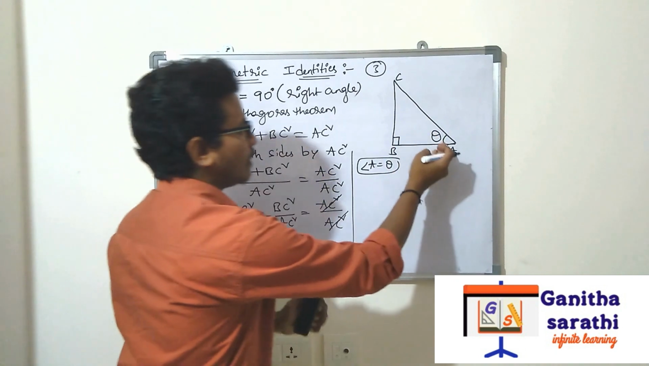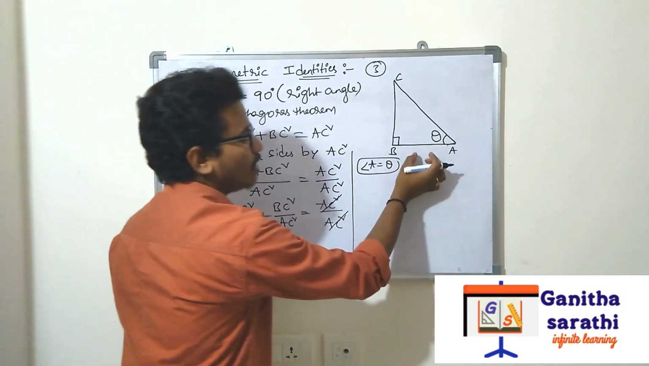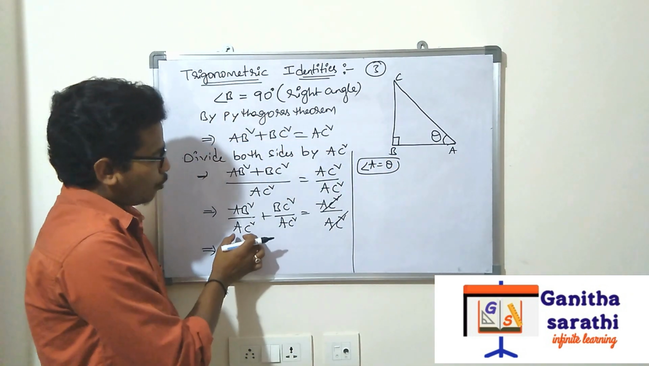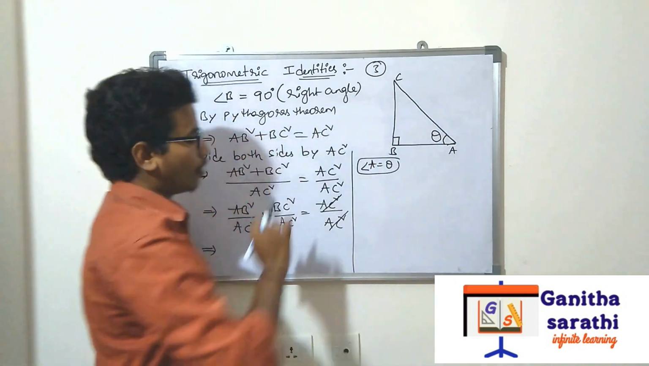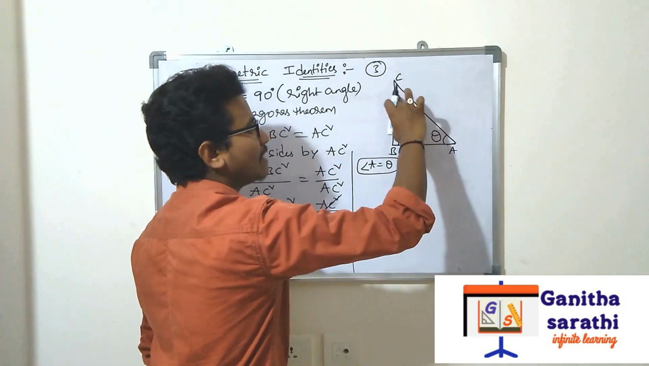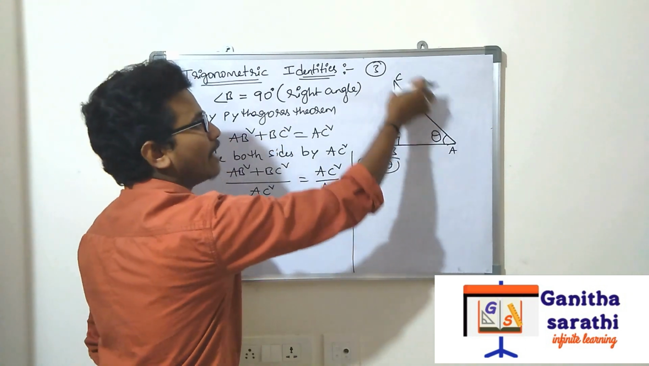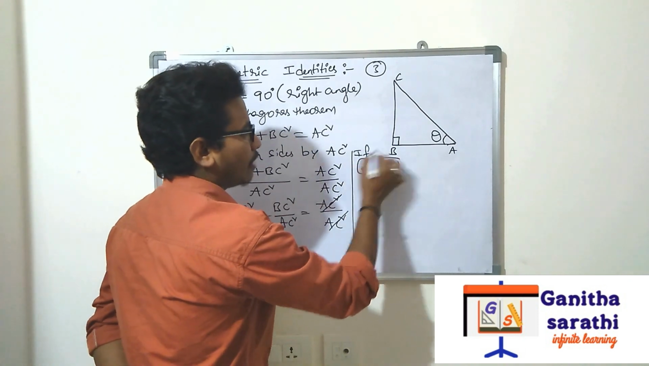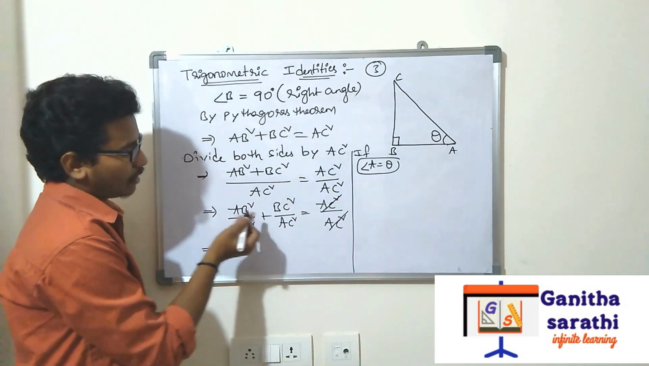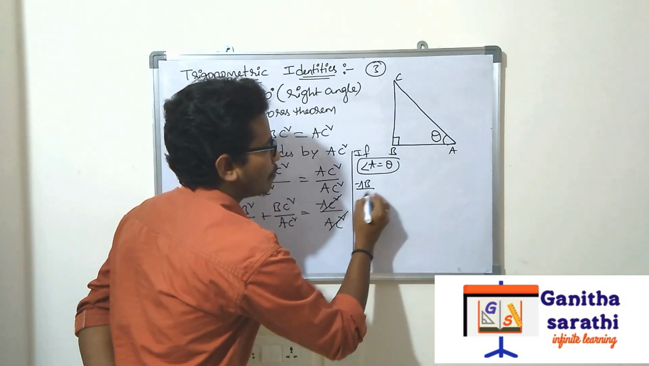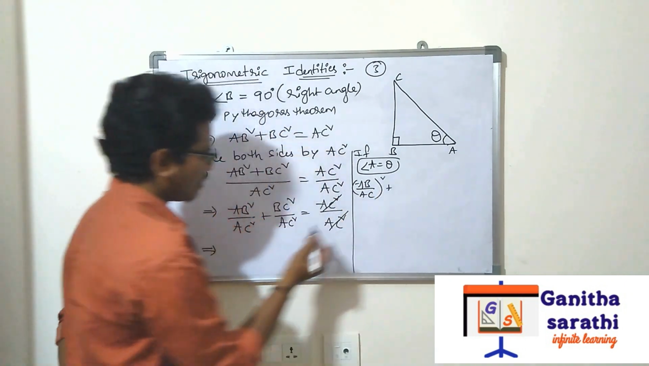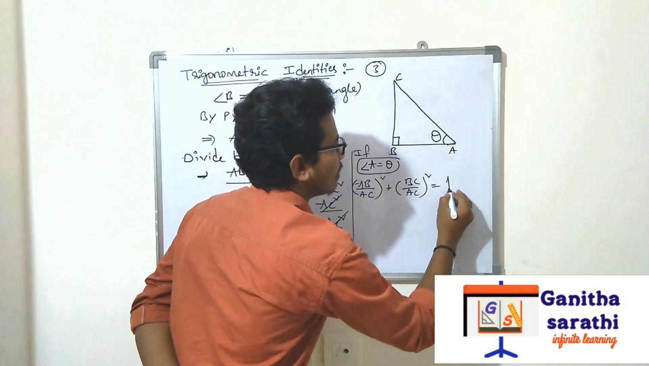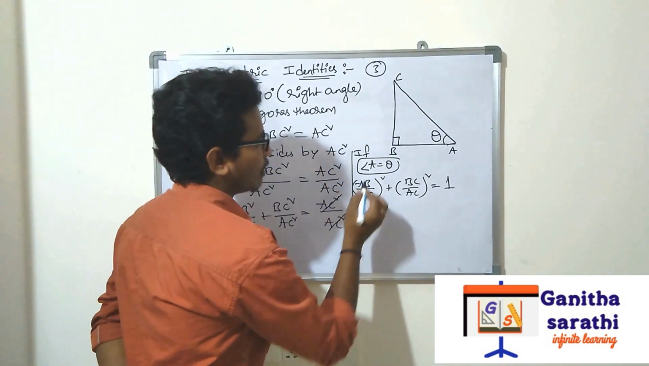So for this theta, AB is the adjacent side, and AC is the hypotenuse, and for this theta BC is the opposite side and AC is the hypotenuse, right? Understood? If angle A is equal to theta, then AB square by AC square means (AB by AC) whole square, plus BC square by AC square means (BC by AC) whole square, is equal to 1.